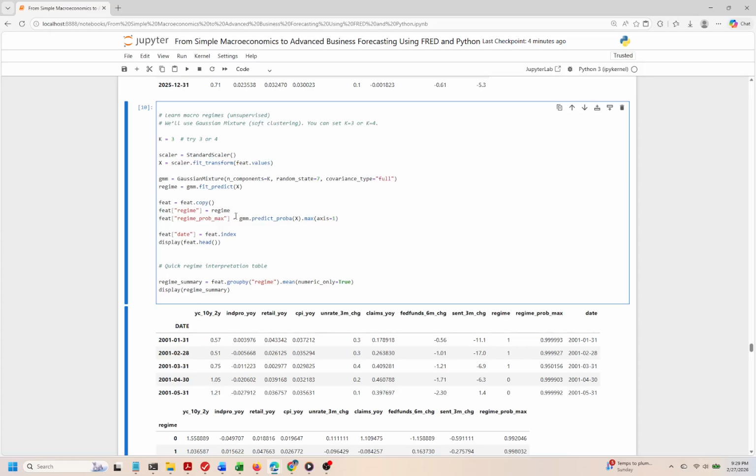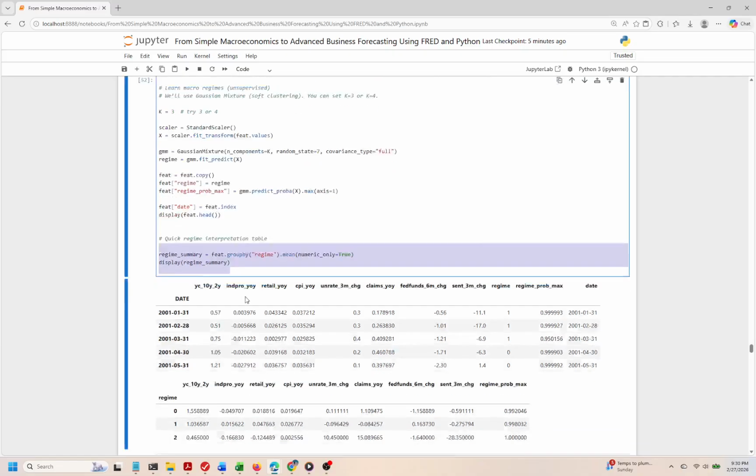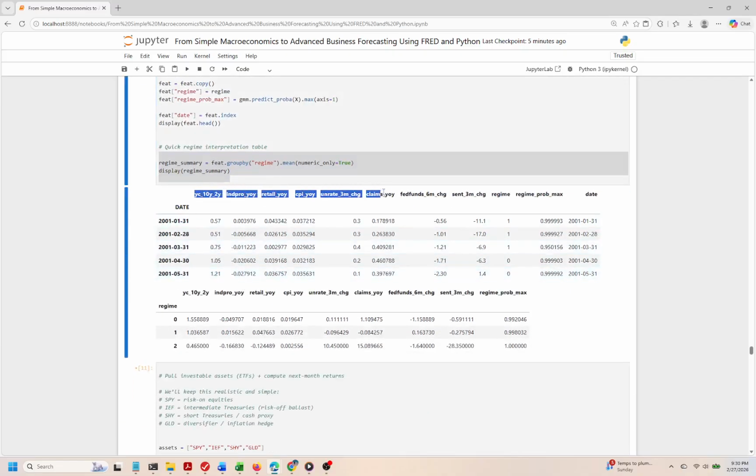Once our data is properly scaled, we initialize the Gaussian mixture model with a specified number of components and fit it to our scaled data. The model assigns each data point to one of the identified clusters or regimes, producing soft classifications that indicate the likelihood of a data point belonging to each regime. We store these regime assignments and also compute the maximum probability for each observation, which helps us gauge the confidence of the model's predictions. To keep our data organized, we create new columns within our feature set that denote the assigned regime and its maximum probability.